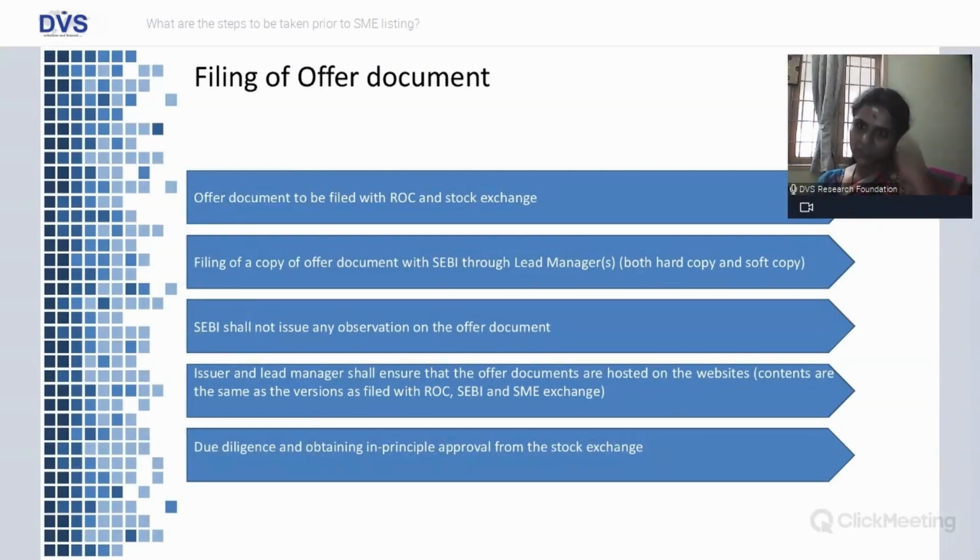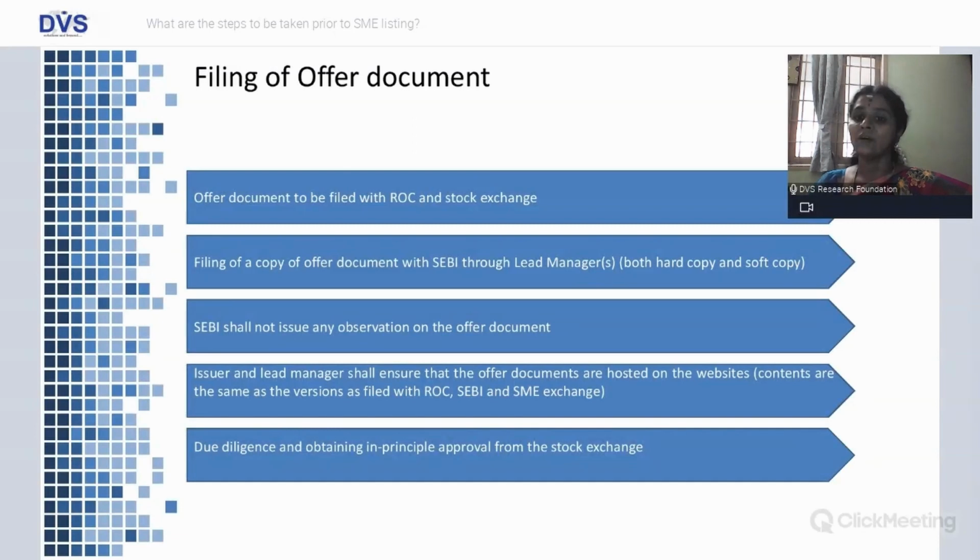Both hard copy and soft copy. As the regulation clearly says in the end, though you provide the soft copy, provide the hard copy as well. And this regulation also talks very clearly in 246 sub-reg 2 that the board shall not issue any observation in the offer document, which is an additional significant benefit to them.